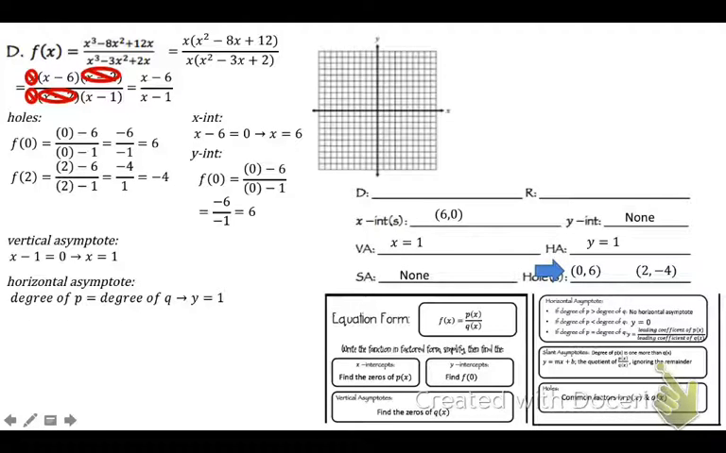Then we can just graph all of this. So we go (6, 0), draw that point. No y-intercept. X equals 1, draw that asymptote. Y equals 1, draw that. Asymptote, not point, asymptote. (0, 6), there's a hole. (2, negative 4), there's a hole. Then we can draw that and draw that.